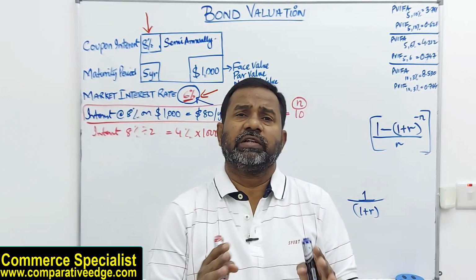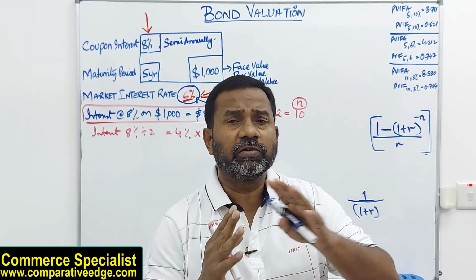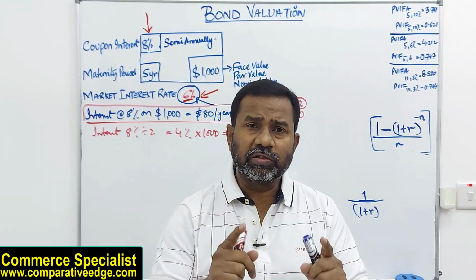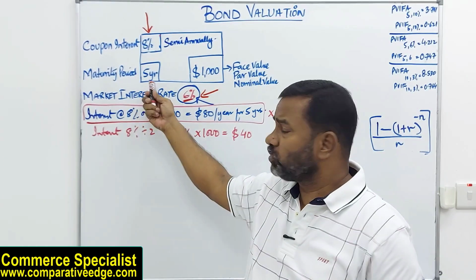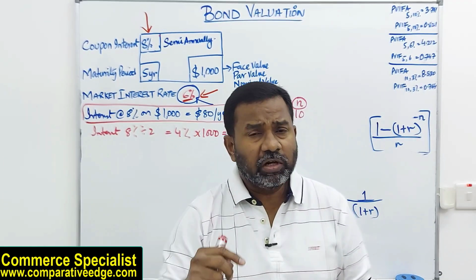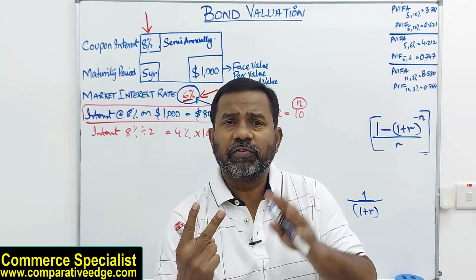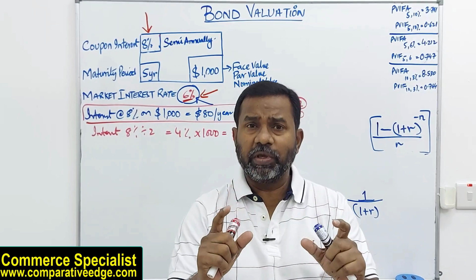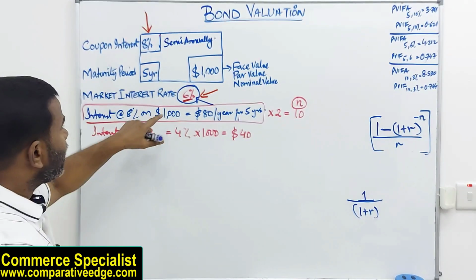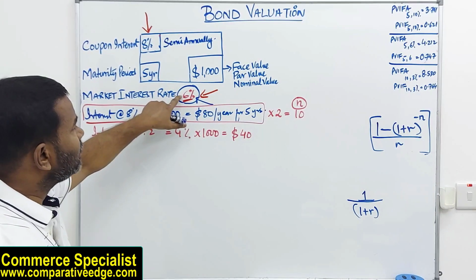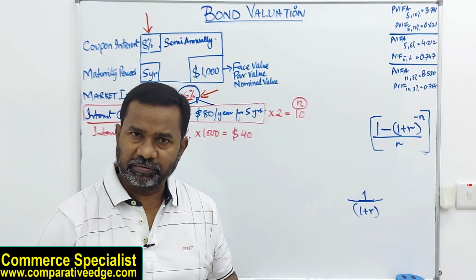Now the steps are simple, just 2 steps. First, calculate the present value of all the interest received. You're getting interest a total of 10 times, because 5 years is the maturity period of the bond. In 1 year you're getting interest twice because it's semi-annually, so in 5 years 10 times. So N will now be not 5 but 10. Also look at this market interest rate. If it is 6 and we have semi-annually, this 6 would now be 3%.